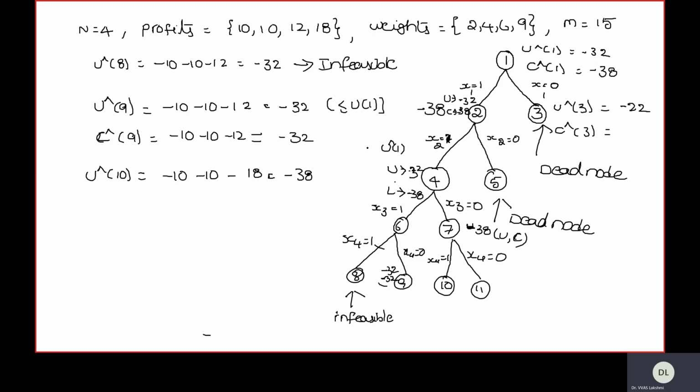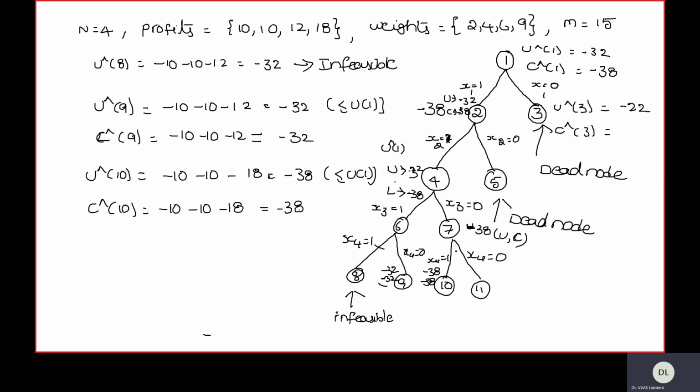So this value is also less than or equal to the upper bound of 1. So we need to calculate the lower bound, that is minus 10, minus 10, minus 18, that is minus 38. Here also both the lower bound and upper bound should be equal, that will be minus 38.